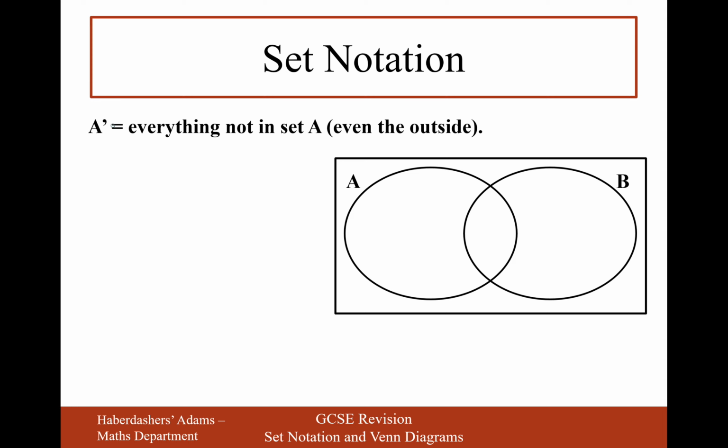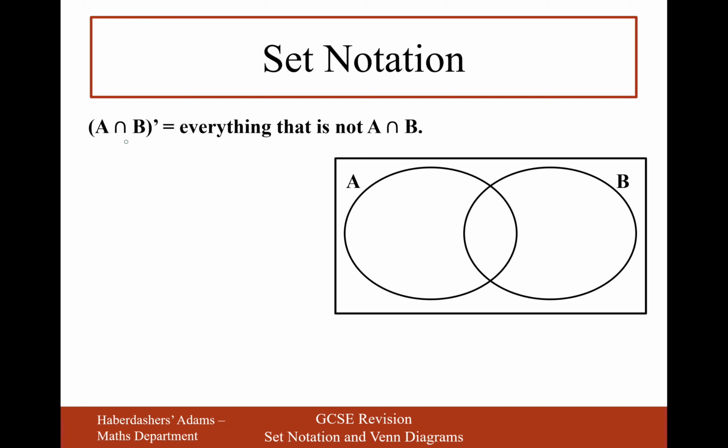A with a dash means everything that's not in the set A, or everything outside the bubble of A. So anything inside this region here counts as not being an A. But also this outside bit as well. There might sometimes be elements around the side of your circles that would not exist in A. The middle bit, yes, it's part of B, but because it's also part of A, it's not in A dash, so you wouldn't count any elements in the intersection.